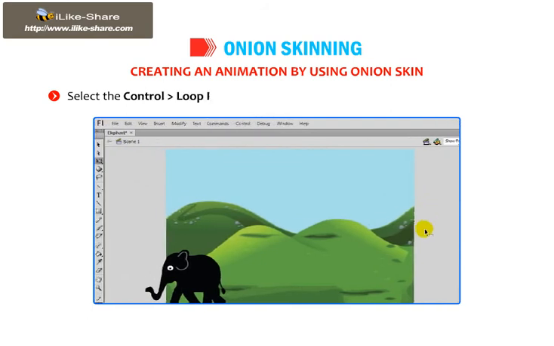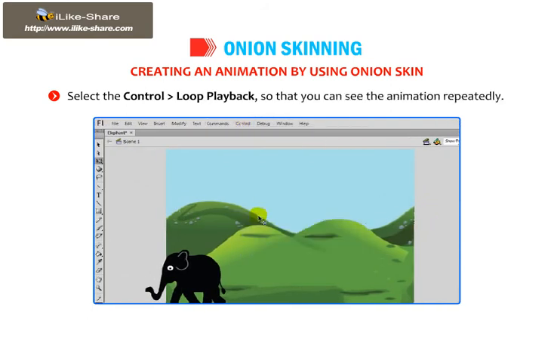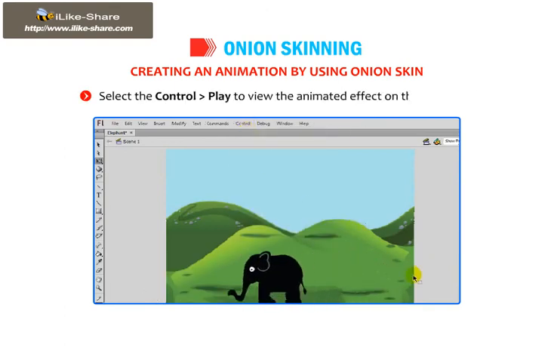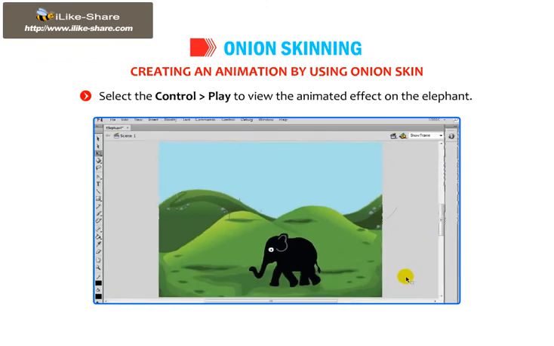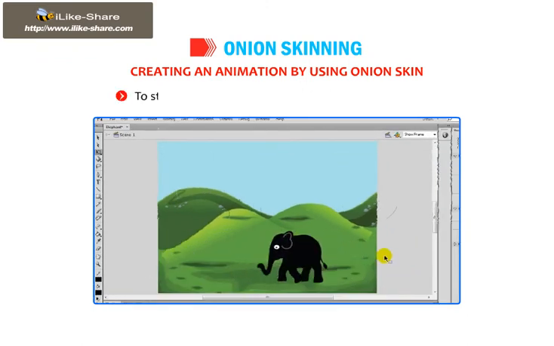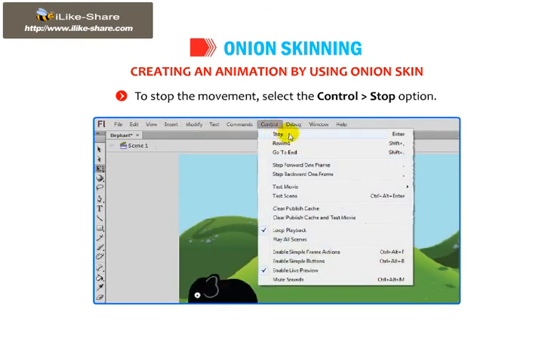Select the Control, then Loop Playback so that you can see the animation repeatedly. Select the Control, then Play to view the animated effect on the elephant. To stop the movement, select the Control, then Stop option.